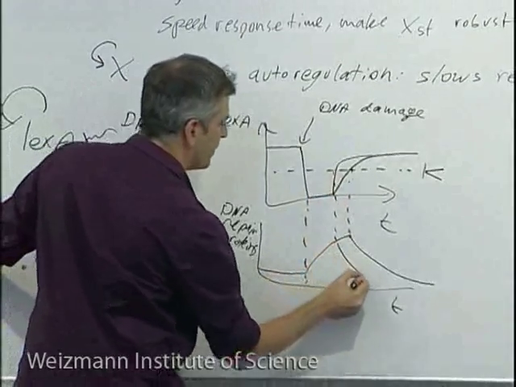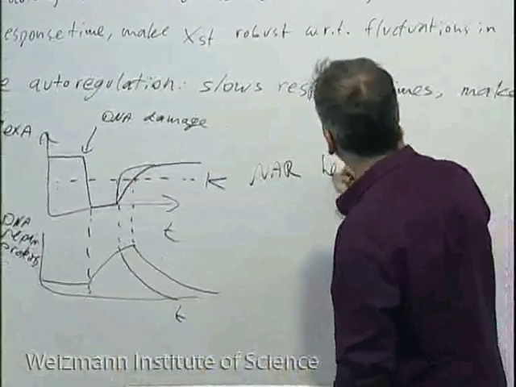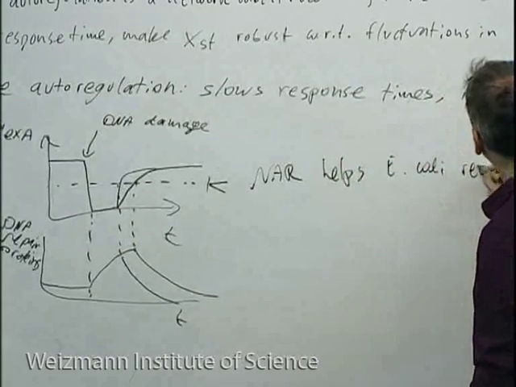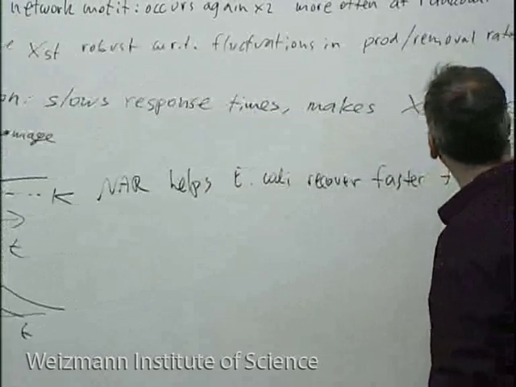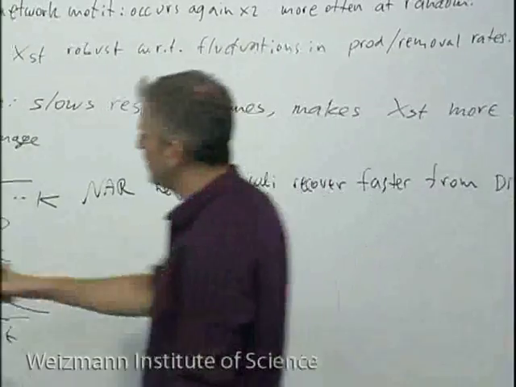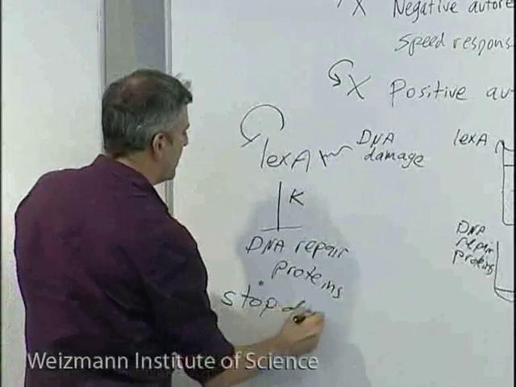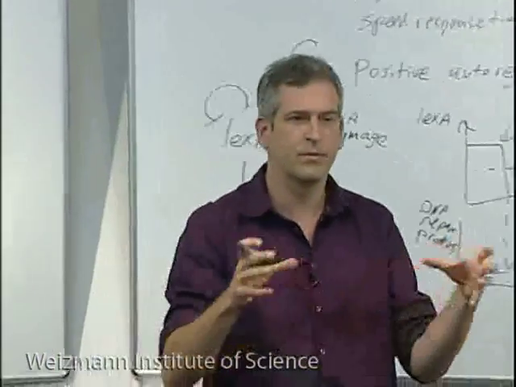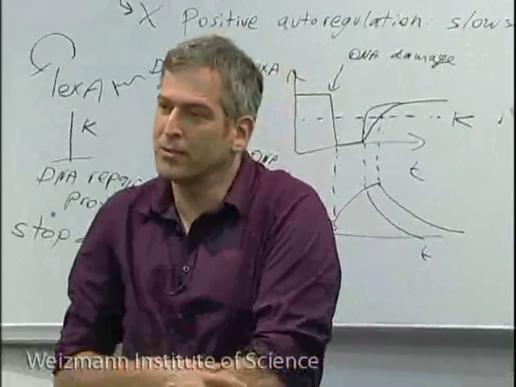So in fact, negative autoregulation helps E. coli recover faster from DNA damage. In particular, one of these proteins tells the cell to stop dividing, because E. coli doesn't, and our cells too, when you get DNA damage, it doesn't keep dividing. That's one way in our body that protects us from cancer.